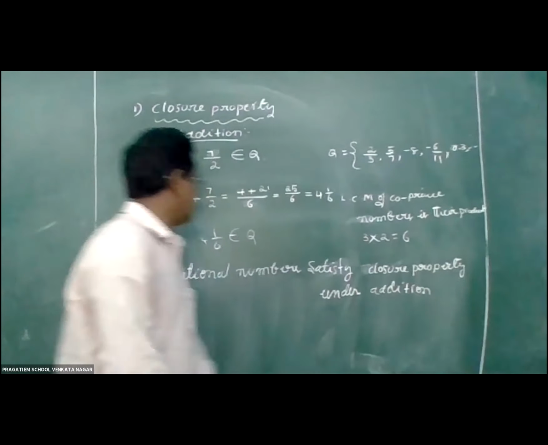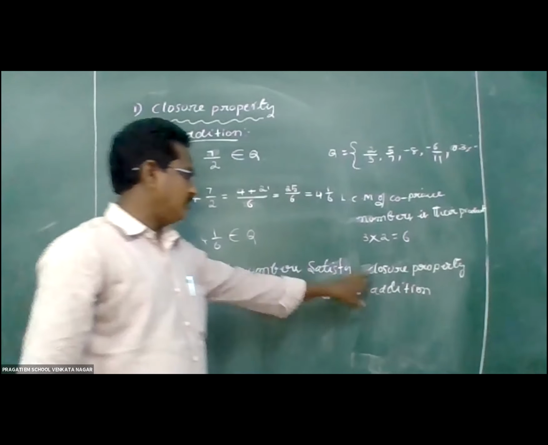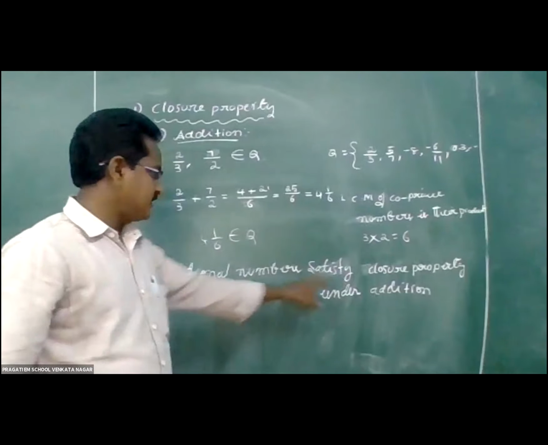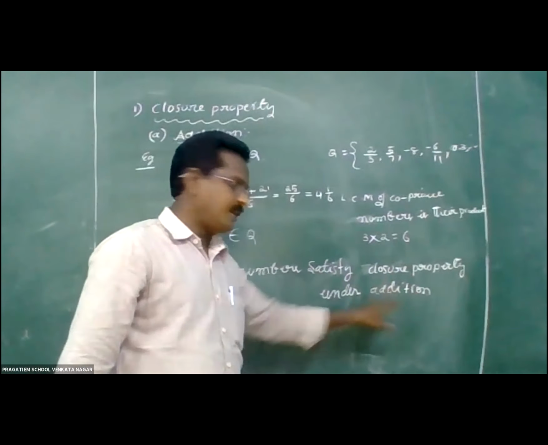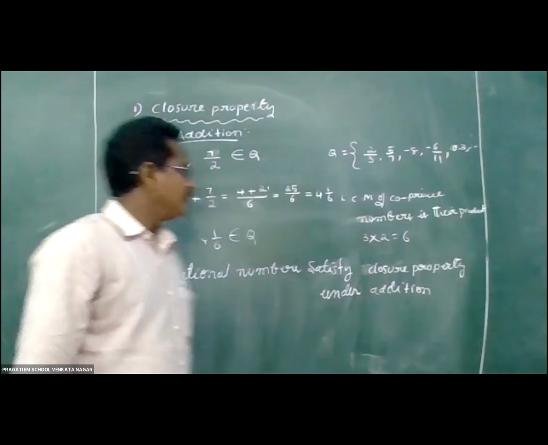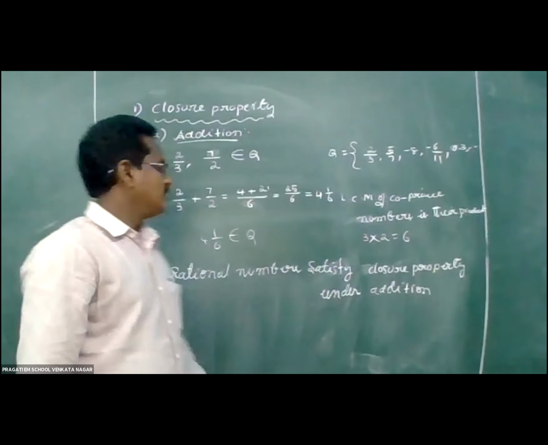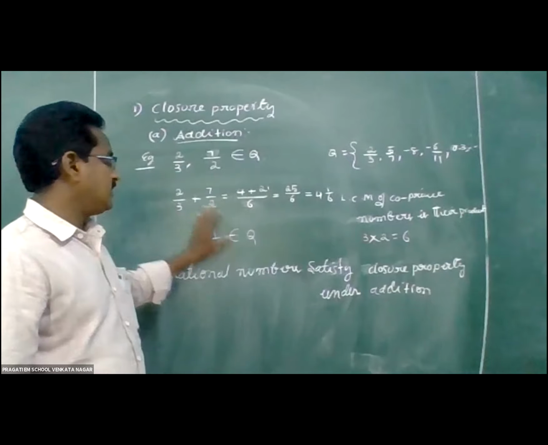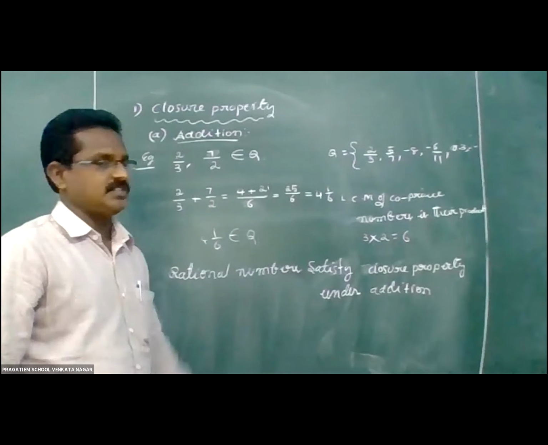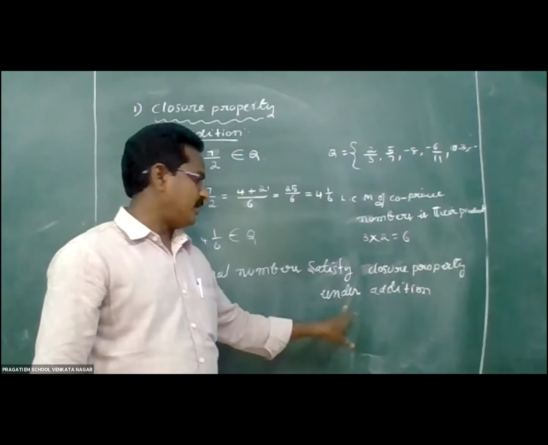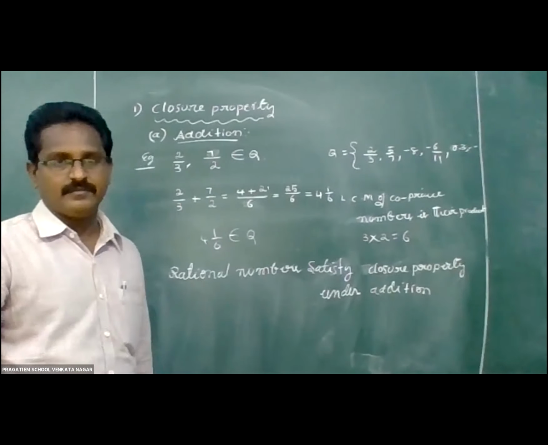We can say like this: rational numbers satisfy closure property under addition, because we can take any two rational numbers from the set of rational numbers, add them, and the result is also a rational number. That's why rational numbers satisfy closure property under addition.